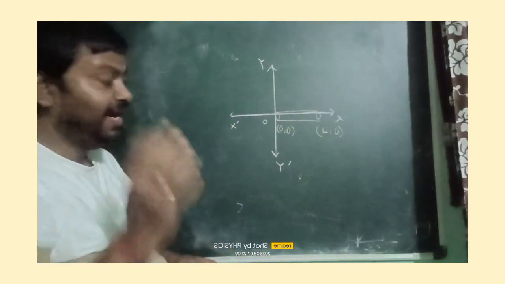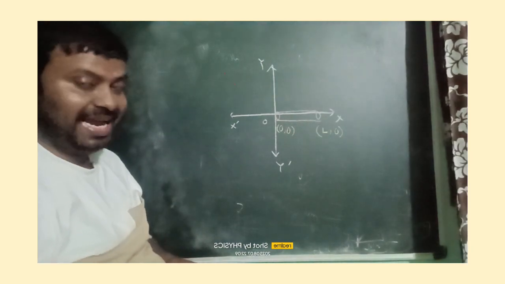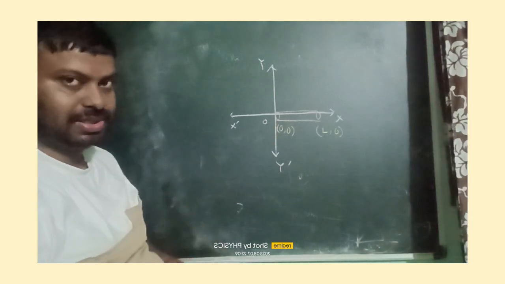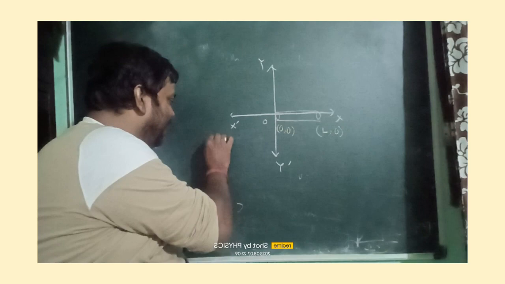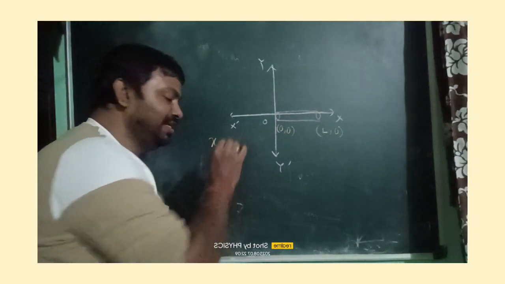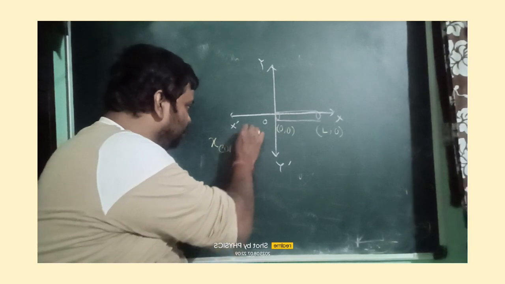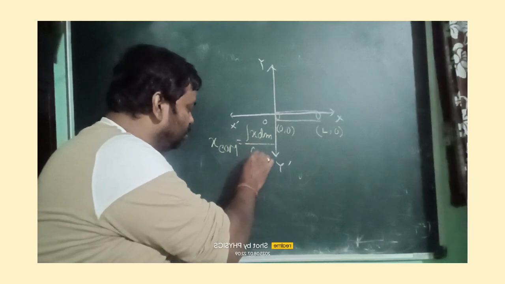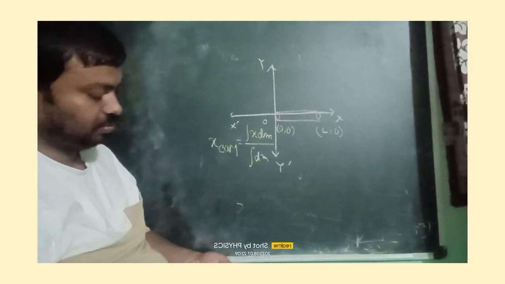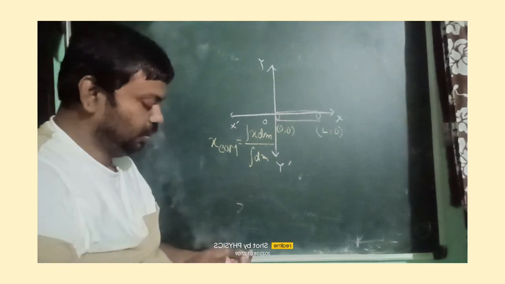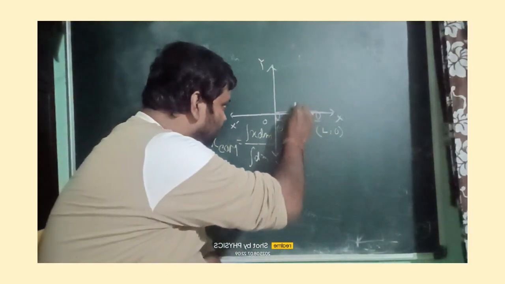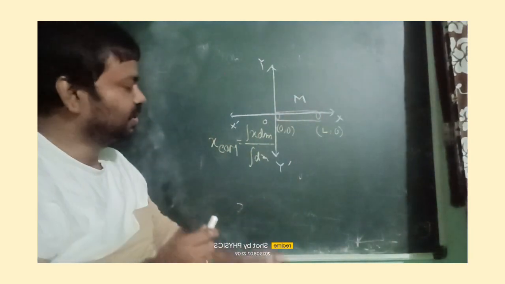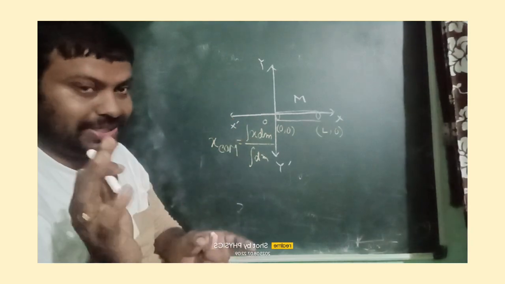Now to find the center of mass for that rod, if we consider it as a continuous body system, then the formula should be xcom, that is the center of mass, equals integration x dm by integration of dm. Now here, to find the dm, let us consider that the total mass of the rod is capital M.